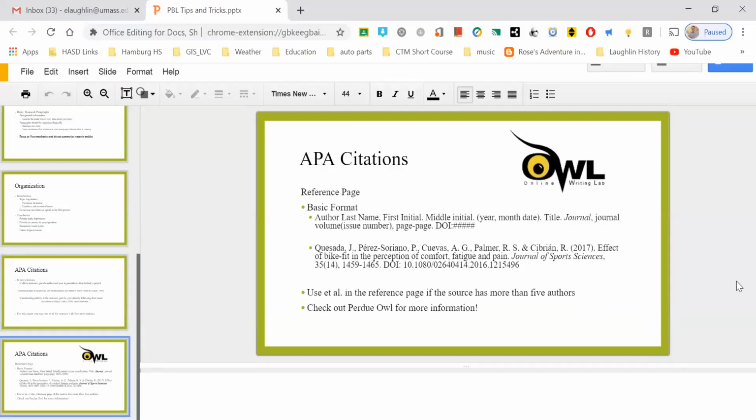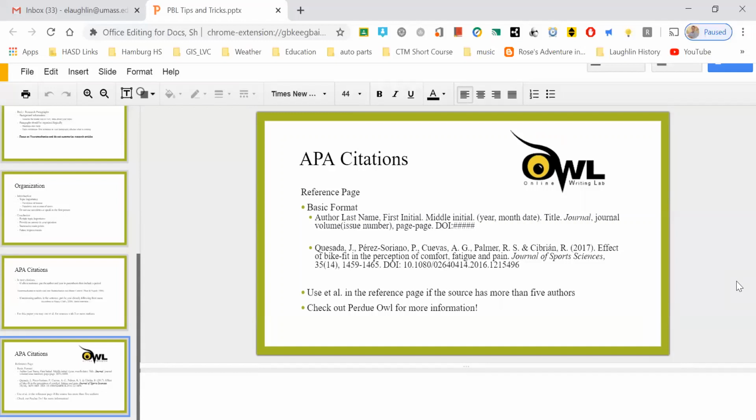And finally, APA citations for the reference page. This can be the most confusing just because there's a lot going on, but I tried to include the basic format for all of you. This is mostly geared toward website articles that you might find.